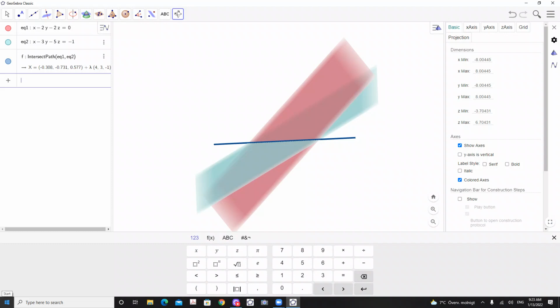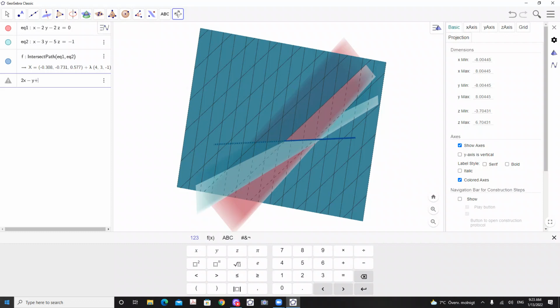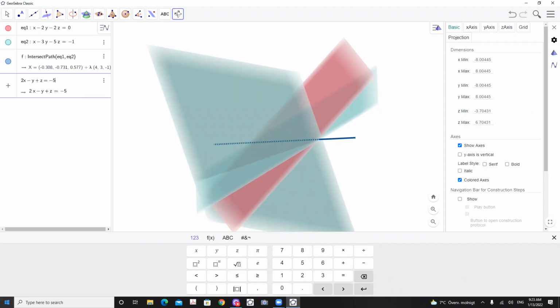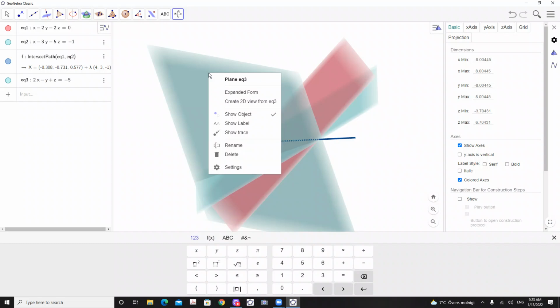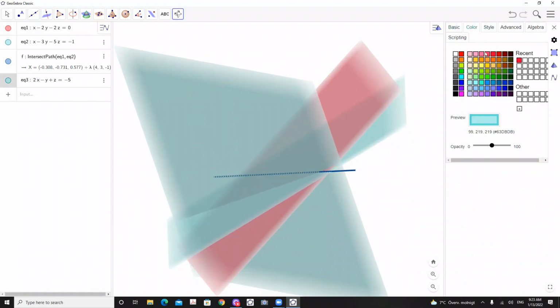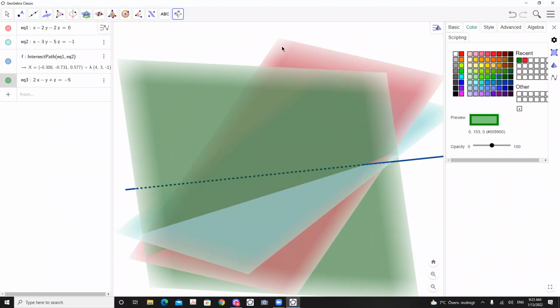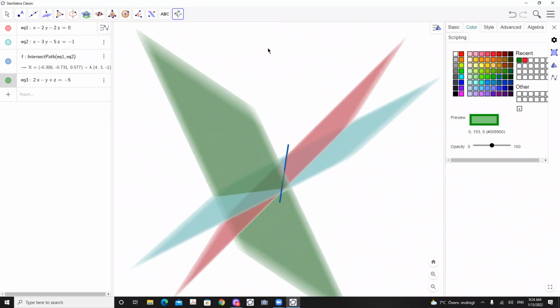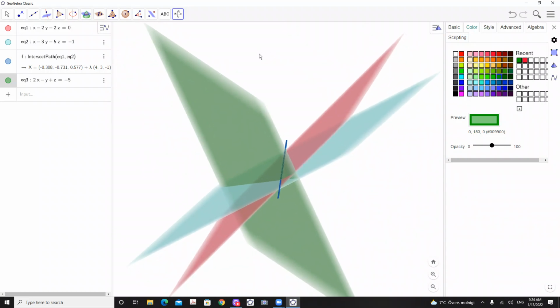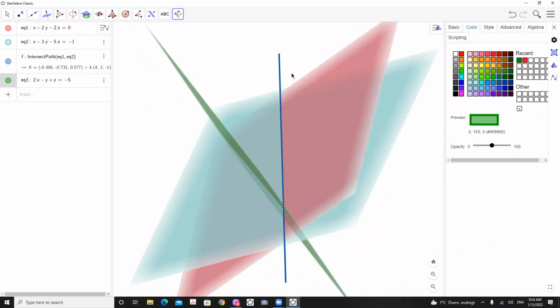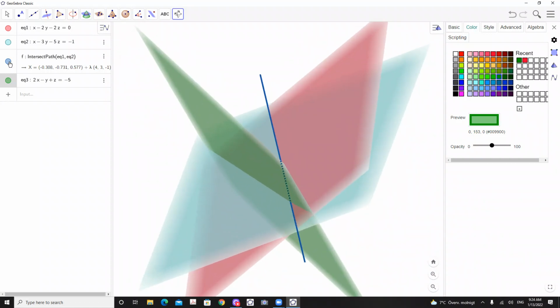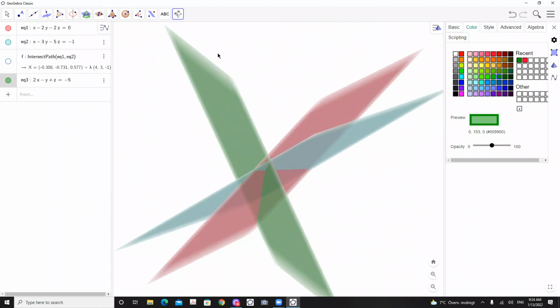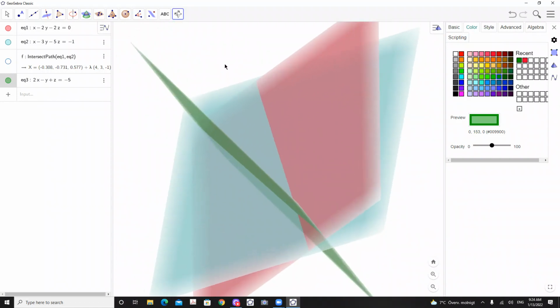Okay, now let me write the other one. The other one was what? 2x minus y plus z is equal to negative 5. Okay? Another one comes in. Let me change the color of this one so that we can differentiate between them. So let me make it green. That's good. So now you see, this is a complicated scenario. I don't know if I can zoom out or zoom in. So this is, so far, the situation. If you want, I can get rid of this line. So this is the situation that I have in space.